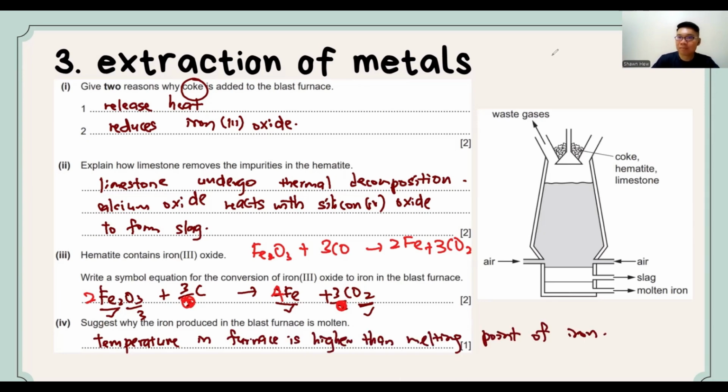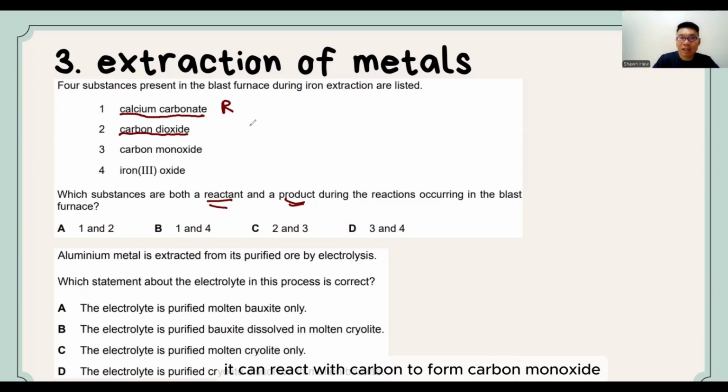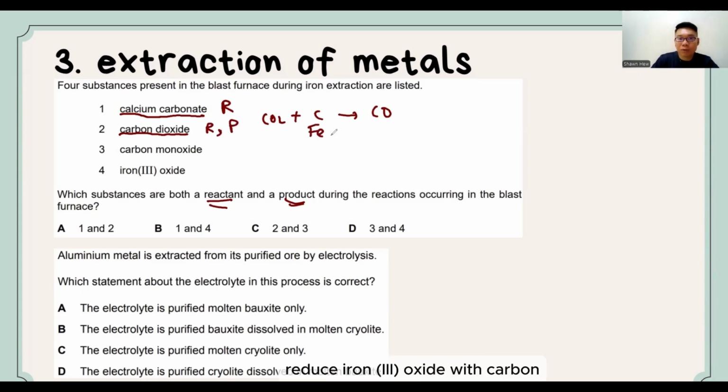Just like that. Next, 4 substances present in the blast furnace during iron extraction are listed. Which are both reactant and product? Calcium carbonate is only a reactant. Carbon dioxide can react with carbon to form carbon monoxide. So it's a reactant and also a product, because when we reduce iron trioxide with carbon or carbon monoxide, it will form CO2. So number 2, yes.